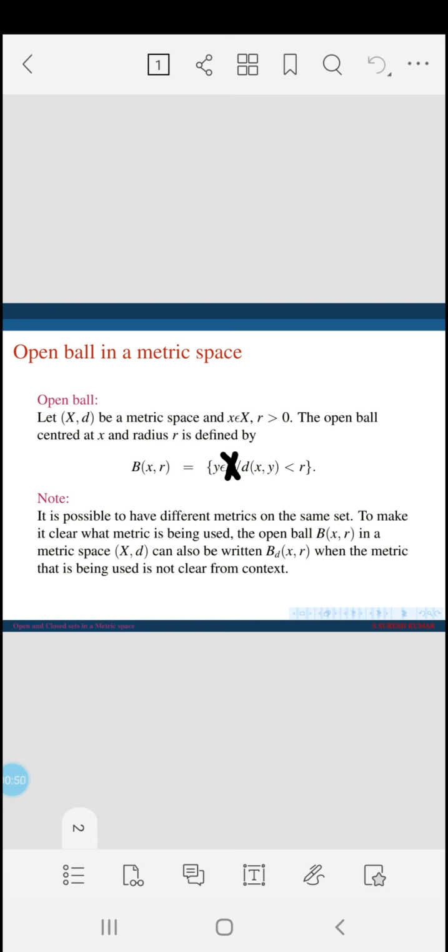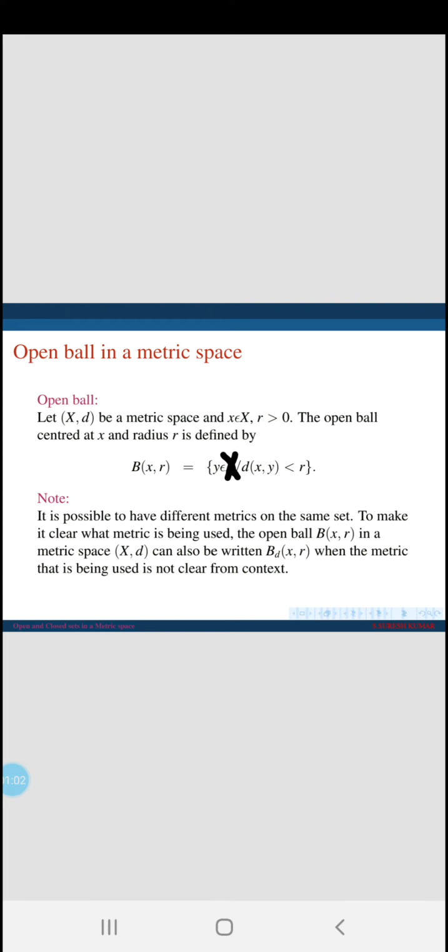Here, the open ball centered at x with radius r depends not only on the whole set X, it also depends on the metric d. From the definition, we note that it is possible to have different metrics on the same set. To make it clear what metric is being used, the open ball B(x, r) in a metric space (X, d) can also be written in the form B_d(x, r) when the metric being used is not clear from the context.